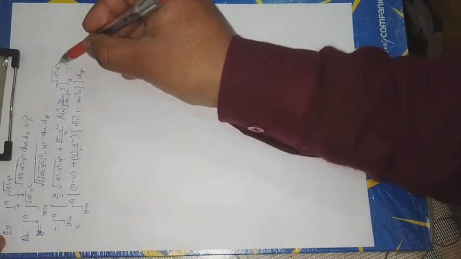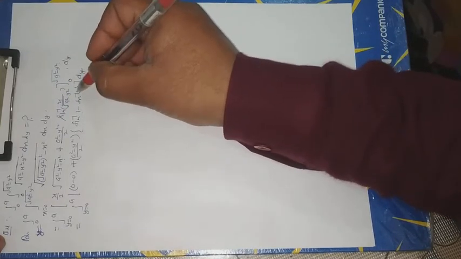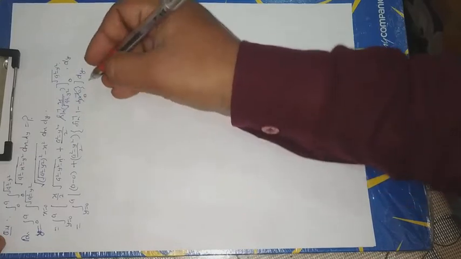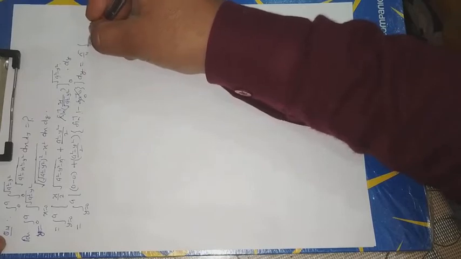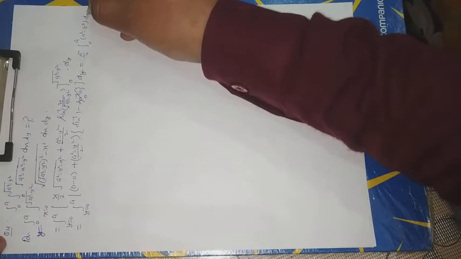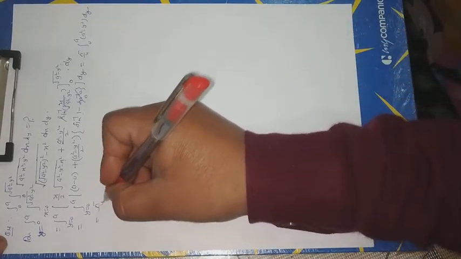When x is equal to under root a square minus y square, this is cancelled by this. This is equal to sin inverse 1. The value of sin inverse 0 is always 0. The value of sin inverse 1 is equal to pi by 2. Now pi by 4 is common, limit 0 to a, of a square minus y square dy.